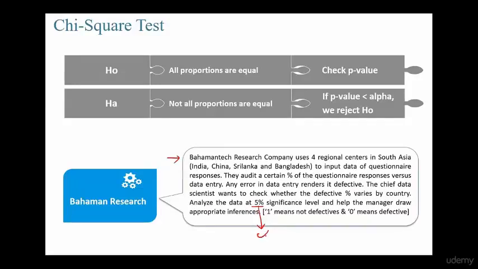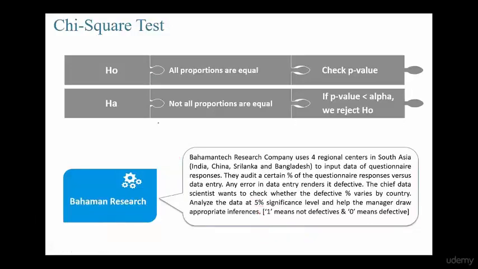Significance level is once again alpha. This is type 1 error. 5% is equivalent to 0.05. And in the data set, if you have a 1, it is not defective. And if you have 0, it means it is defective.